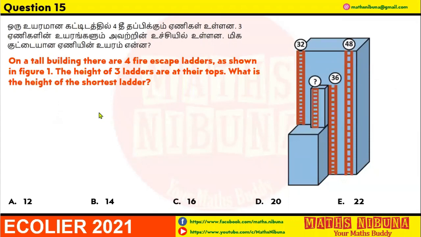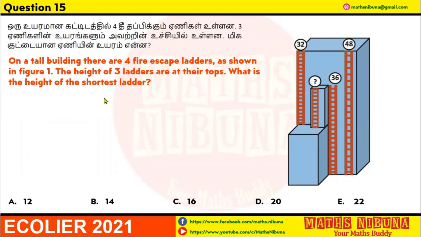Okay, let's look at question number 15. On a tall building, there are 4 fire escape ladders. We have 1, 2, 3, 4. As shown in figure 1, the highest of 3 ladders are at their tops. Okay, this is the top of the building. The heights of the 3 ladders at their tops: this is 32, we don't know, unknown, this is 36, this is 48. Okay, we have 3 buildings.